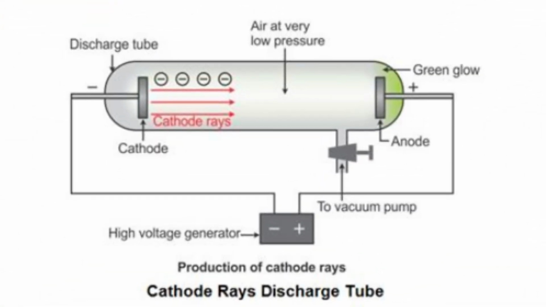Thomson used a glass tube, from which most of the air was evacuated to create a near vacuum. The tube contained two metal electrodes, a cathode negatively charged and an anode positively charged. He used a high voltage power supply that was applied across the electrodes.